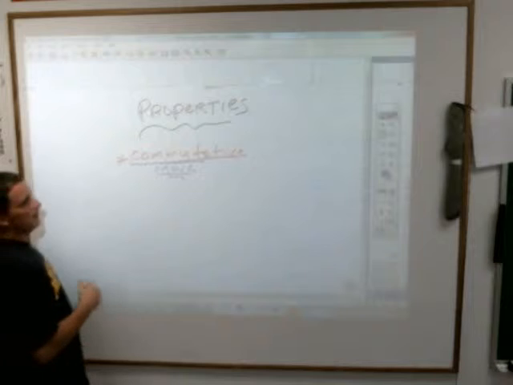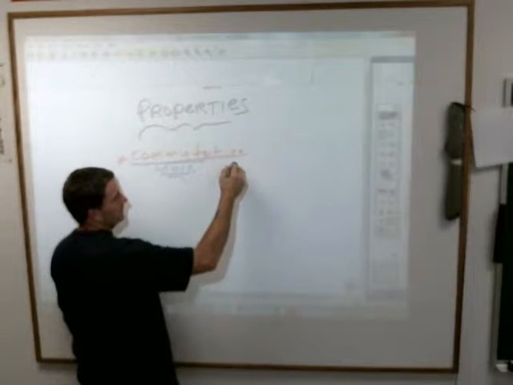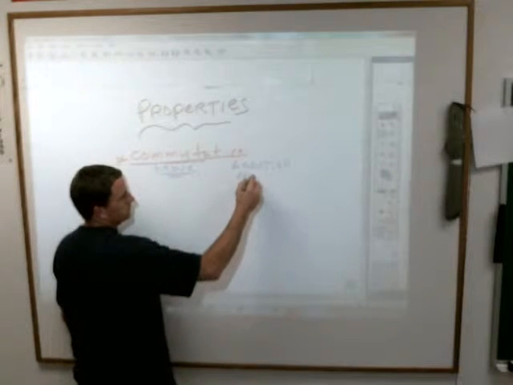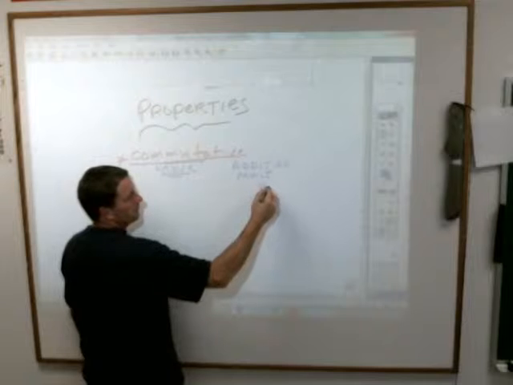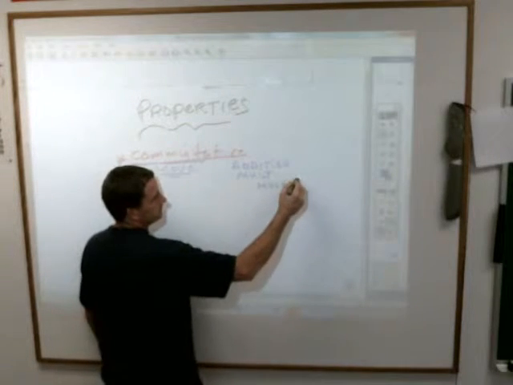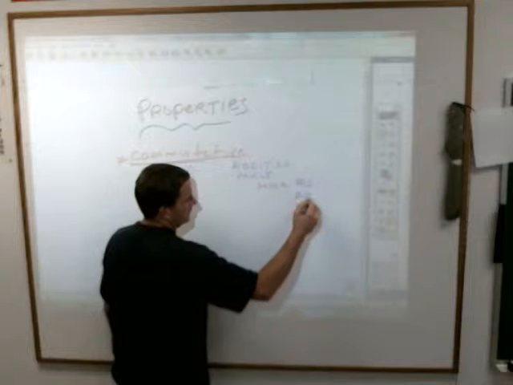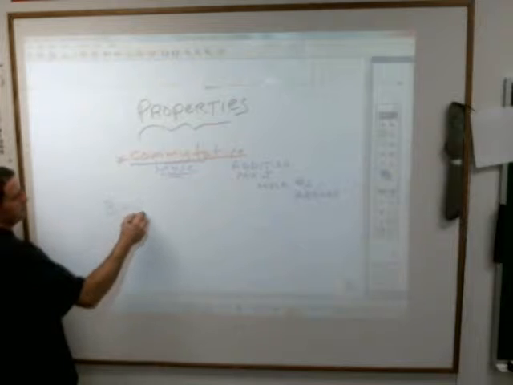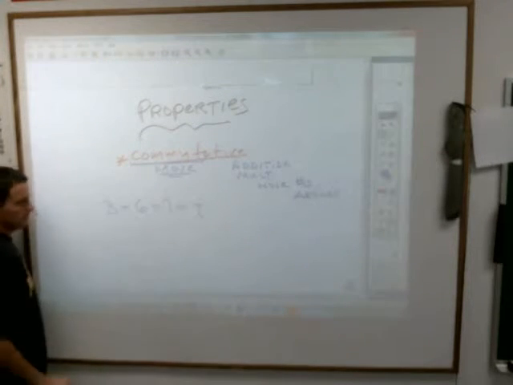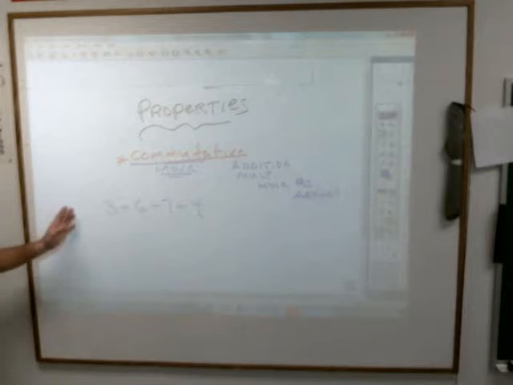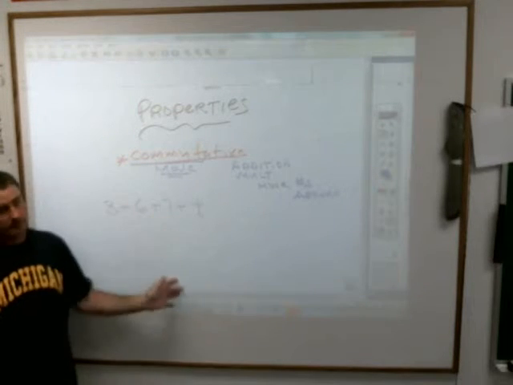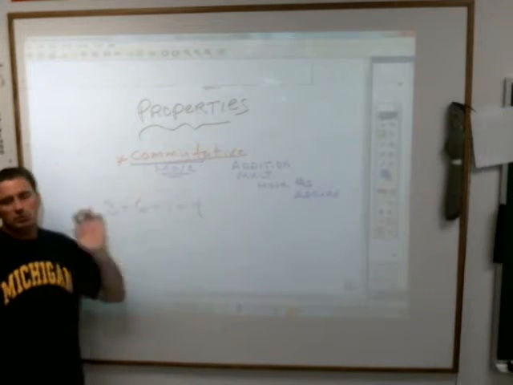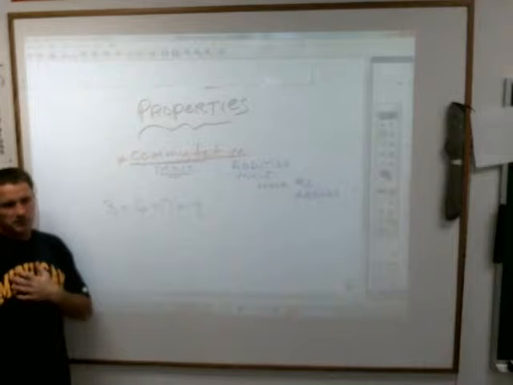And what the commutative property is, in addition and in multiplication, you can move numbers around and you don't change the problem. And that's a good thing because when you're given problems like 3 plus 6 plus 7 plus 4, you can add these like they are. 3 plus 6 is 9, 9 plus 7 is 16, and 16 plus 4 is 20. Or you can use the commutative property, which means you can move these around.